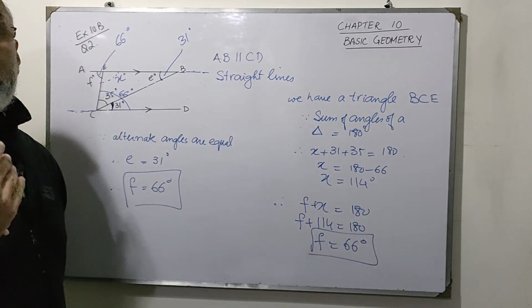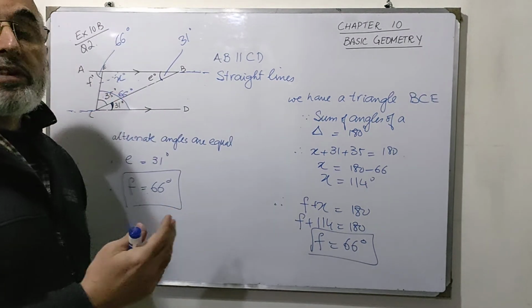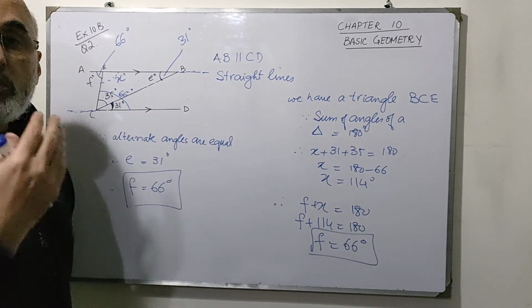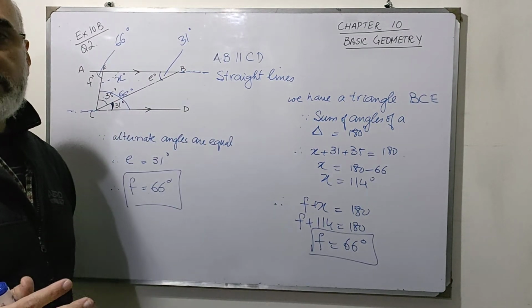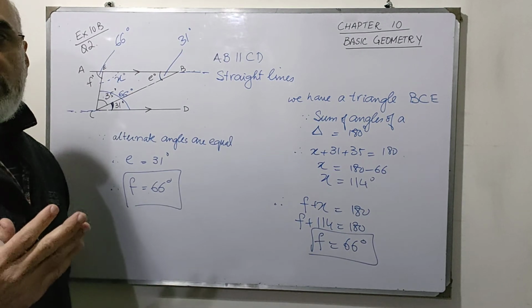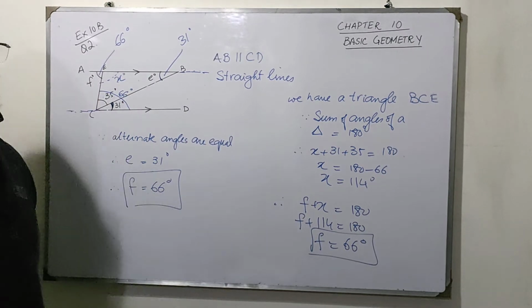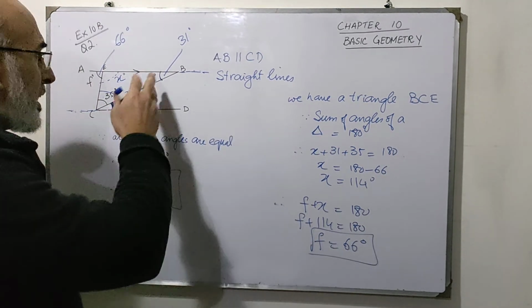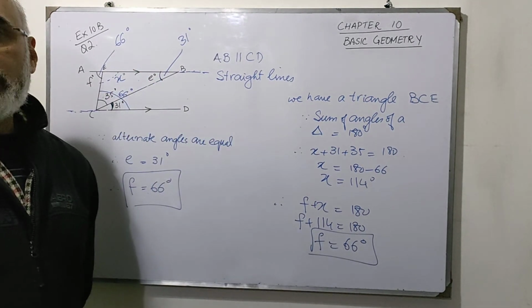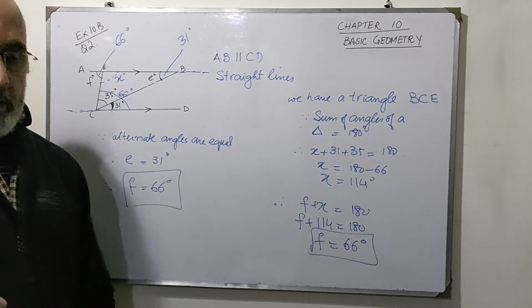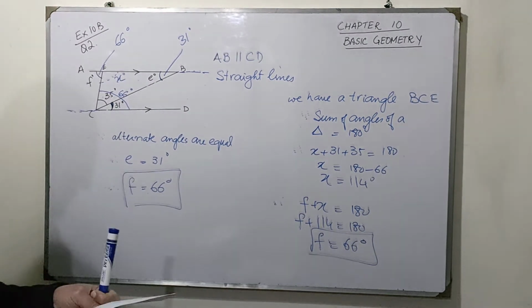This is also to show you that there is always more than one way of finding angles. Sometimes you don't pick up the angles quickly. If the easier way is not coming to mind, you can go by the longer way, but you can find the angles. So let's take another question.